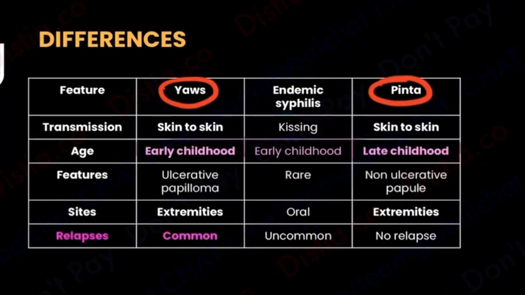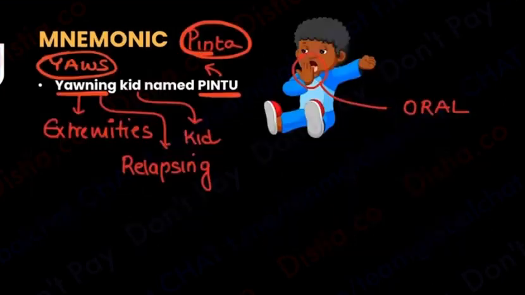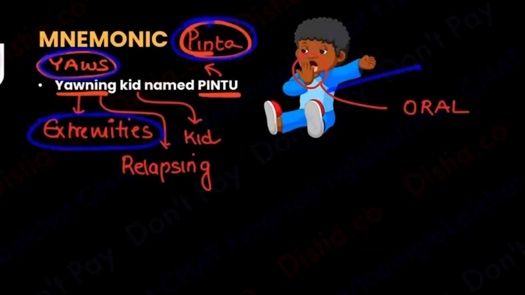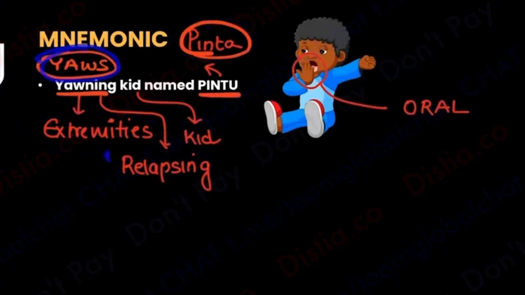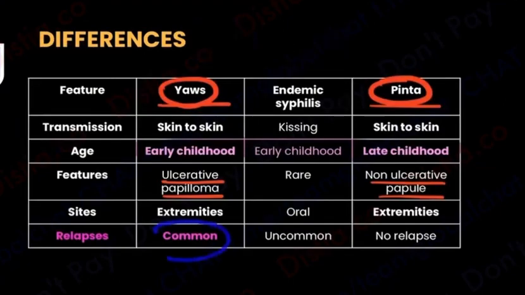Finally, coming to the features, if you can learn this, yaws is associated with ulcerative papilloma, pinta is associated with a non-ulcerative papule. Not very important as a feature, but what you definitely have to know is what I can repeat. When I said yaws and pinta, when you yawn, you put out your extremities. So this is the one that occurs on extremities. This is the one that is skin to skin. Endemic syphilis is going to happen inside the mouth, and that is associated with kissing. All of them are children, right? And which is the only one relapsing? Yawning is going to be again and again, yaws is going to be relapsing, right?